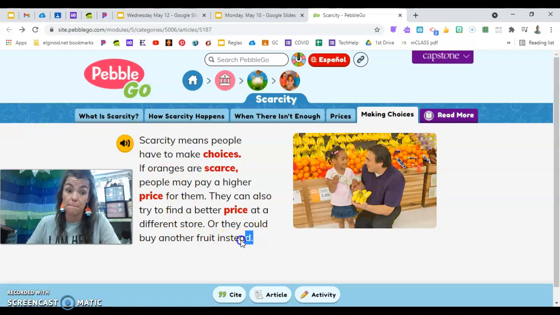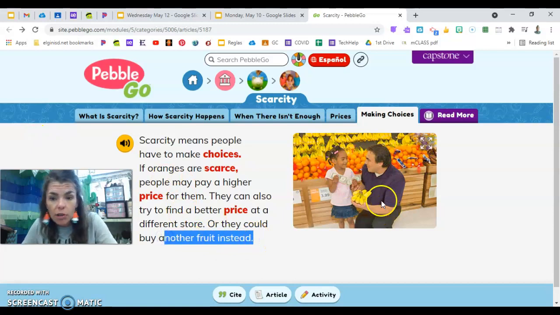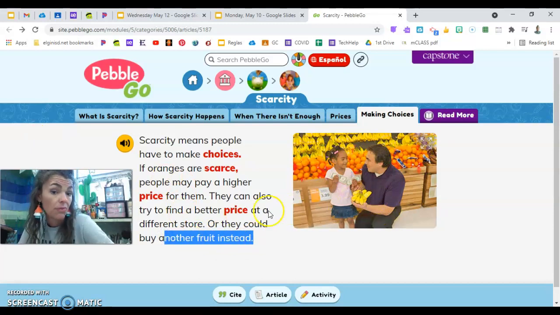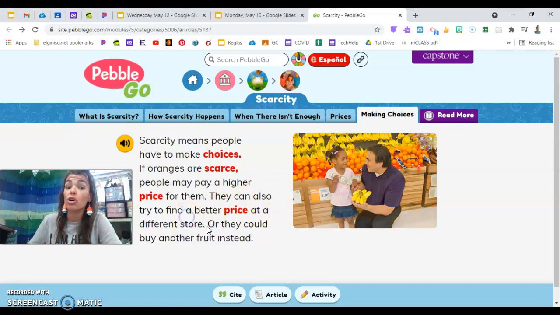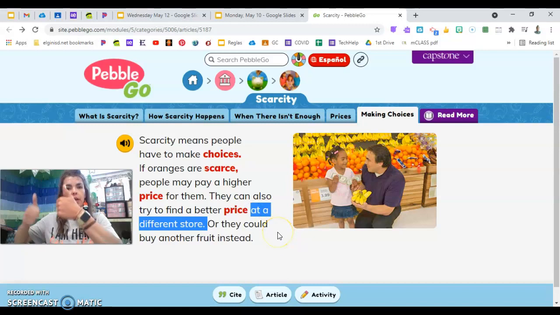She could buy a different fruit. Looks like she's looking at bananas. Or she could go to a different store. This market raised the price on oranges, but maybe a different store didn't raise the price. She's going to have to decide. What would you decide? Pay more money for the orange, go to a different store, or buy a different fruit.